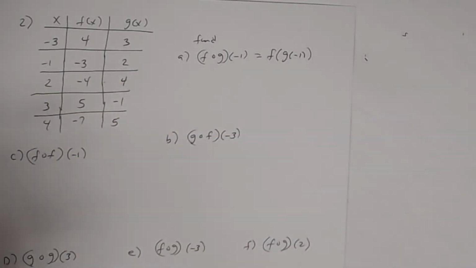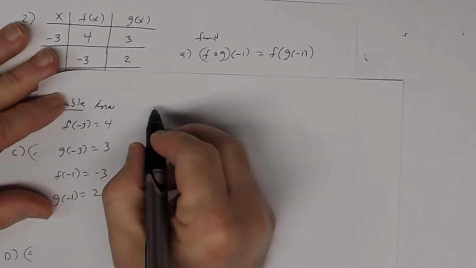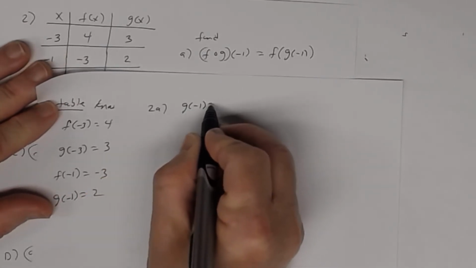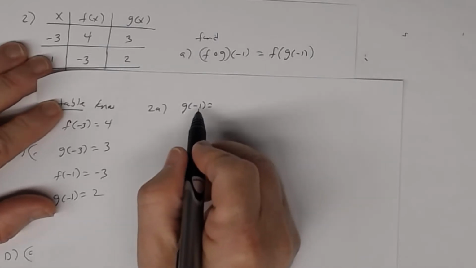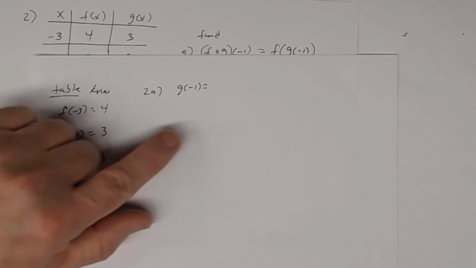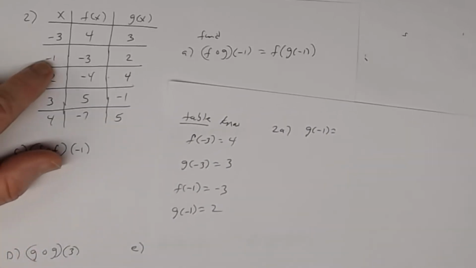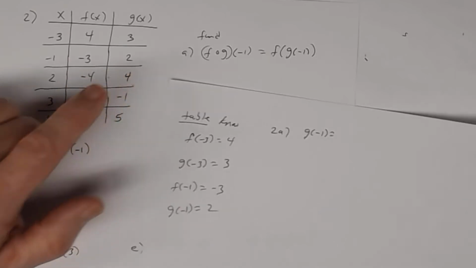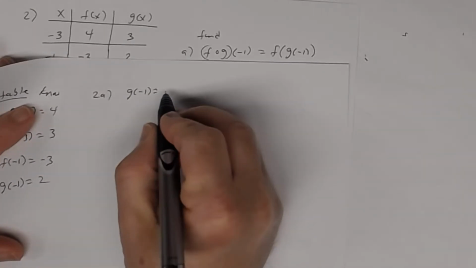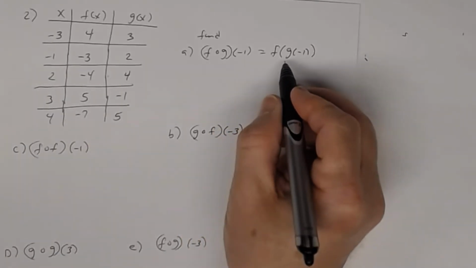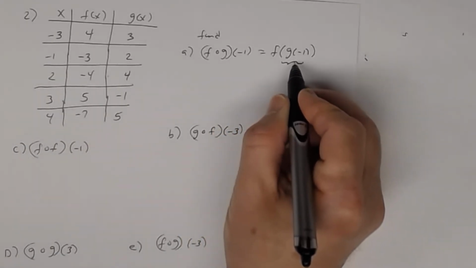If you need to write things down, write it down. For 2a, you want to find g of negative 1. Remember what that means: when x is negative 1, what's my y value? Remember, we're using function g. Here's where x is negative 1. G of negative 1 is 2. Remember, that's only this part here.